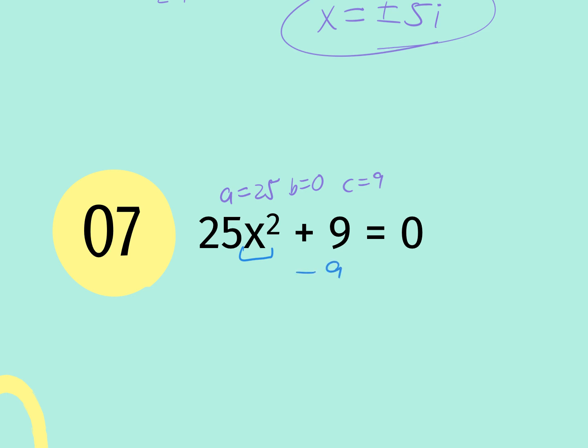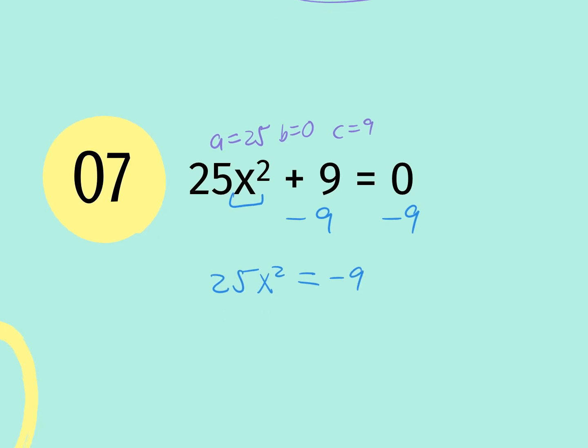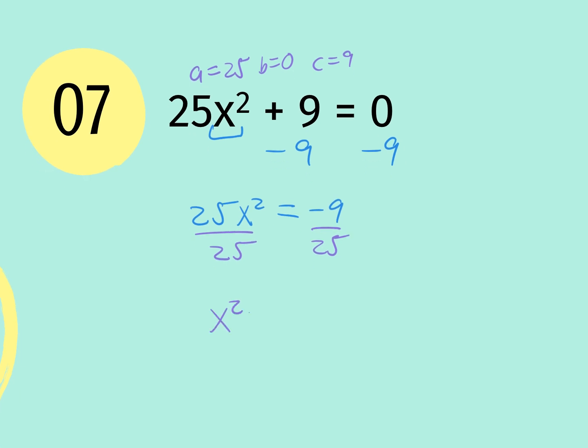All right, so let's subtract 9 from both sides. So right now we have 25x squared equals negative 9. All right, and then you want to divide both sides by 25. And then now we have the x squared by itself. So we get x squared equals negative 9 over 25.